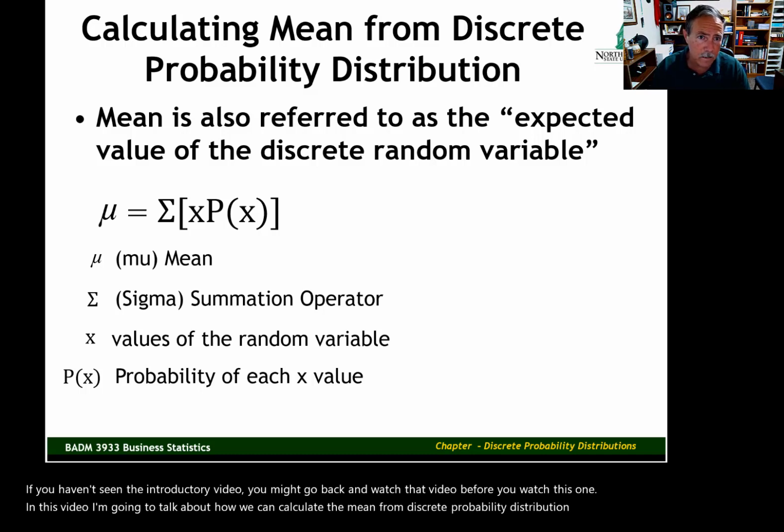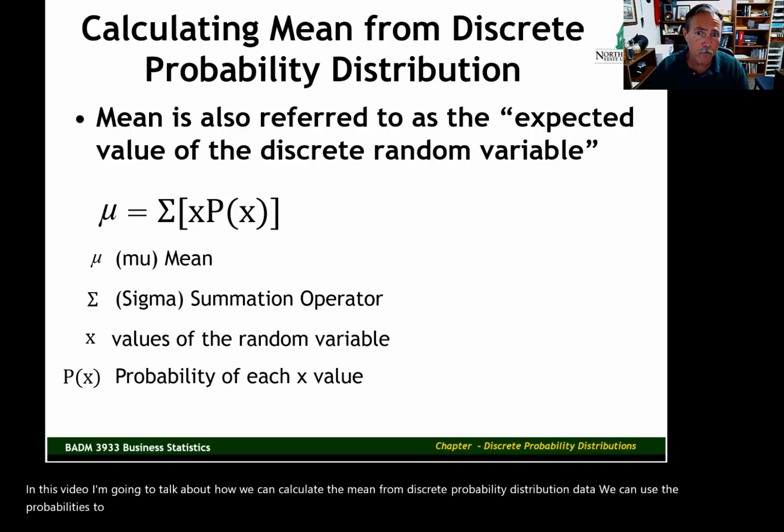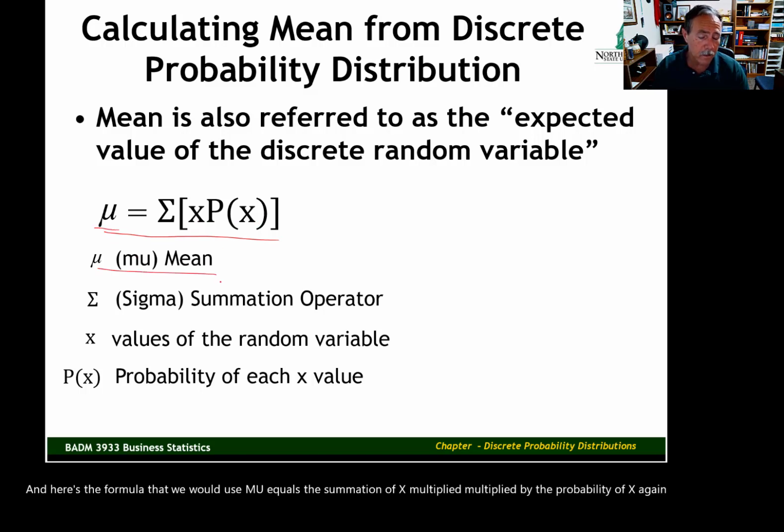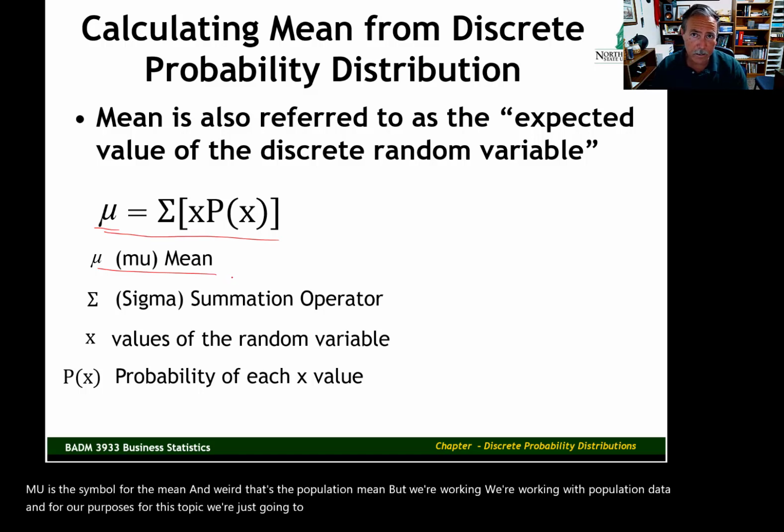We can use the probabilities to come up with the mean for the random variable that we're focusing on in our probability distribution. And here's the formula that we would use. Mu equals the summation of x multiplied by the probability of x. Again, mu is the symbol for the mean, and that's the population mean, but we're working with population data, and for our purposes for this topic, we're just going to assume everything's a population.